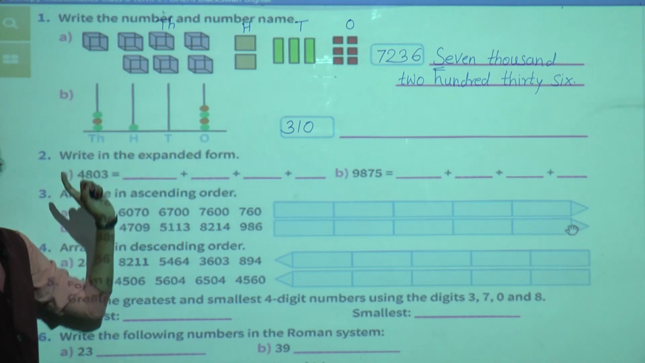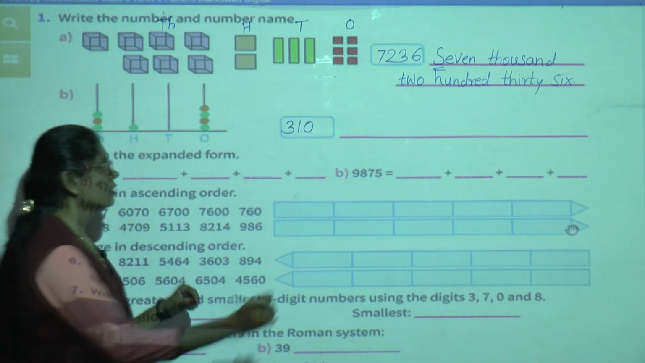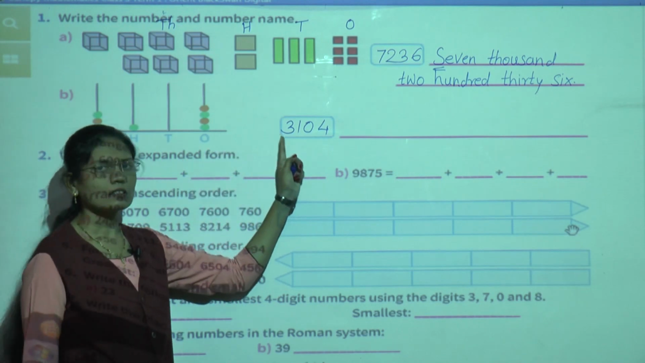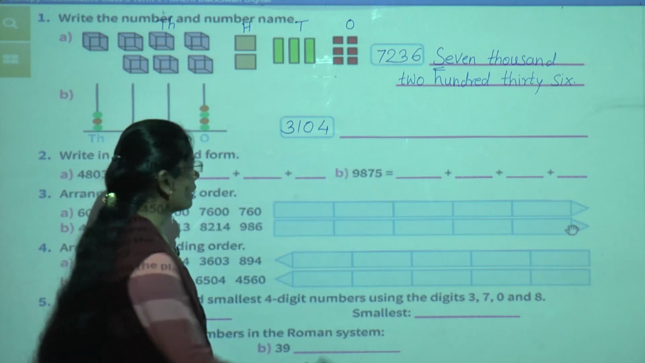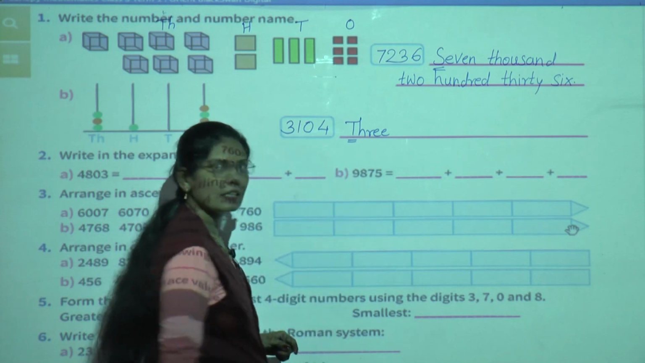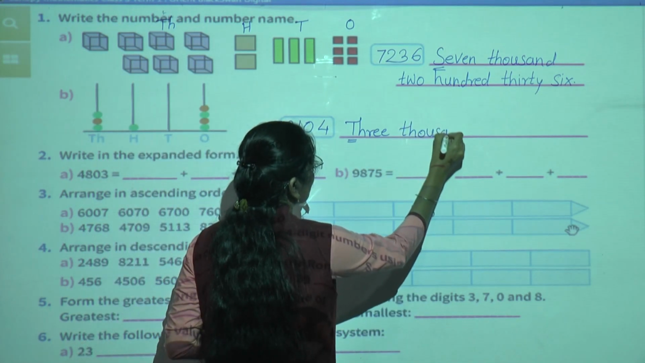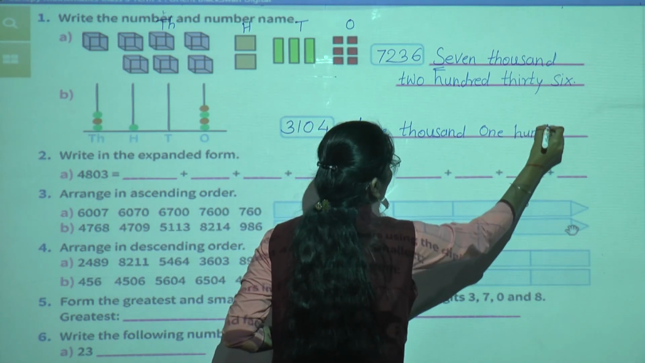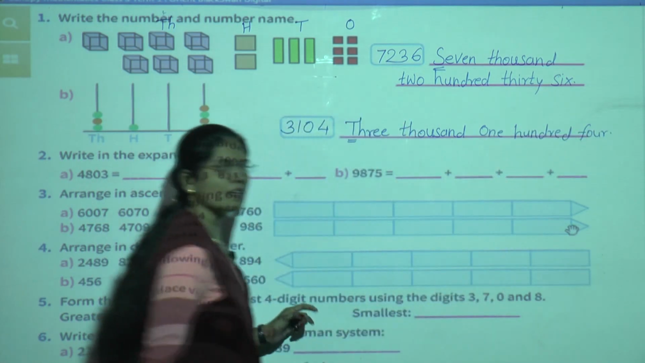Now see this ones place. At the ones place again count the beads: 1, 2, 3, 4. So I will write 4 at the ones place. Now read the number. The number is 3104. Now let us write the number name. 3000, the first letter should be capital. 3104. This is the number name.